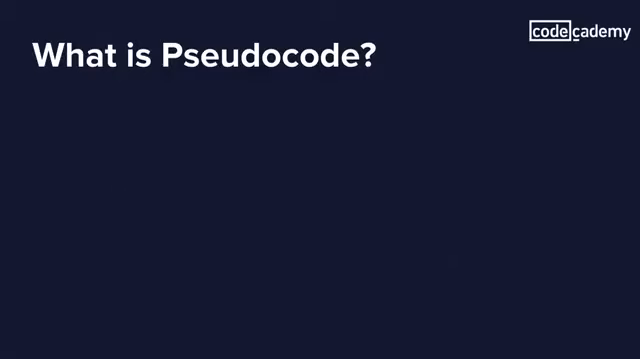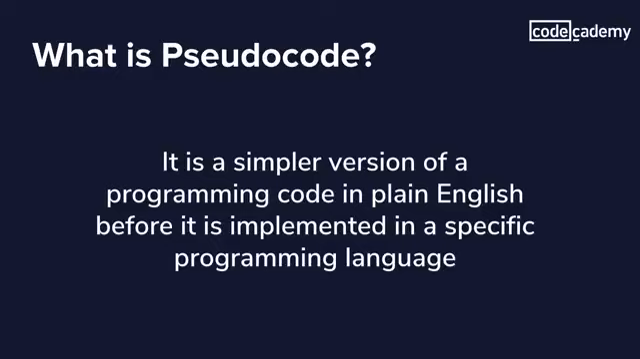So what is pseudocode? Well, pseudocode is a simpler version of a programming code in plain English before it is implemented in a specific programming language. Pseudocode is often referred to as a syntactical representation of a program, and it doesn't have a strict syntax since it only represents the way you're thinking. So it should leave very little for the imagination, so it's readable for most people.